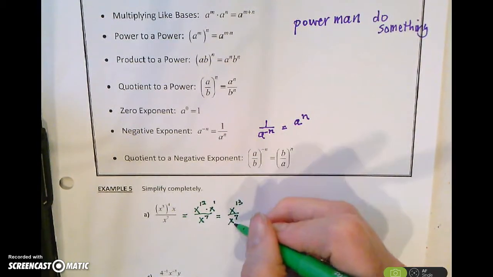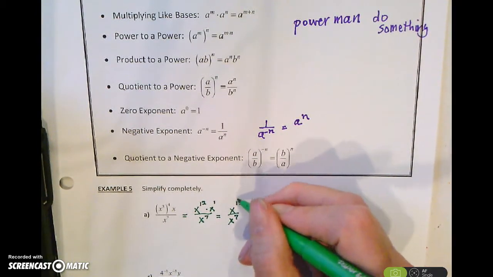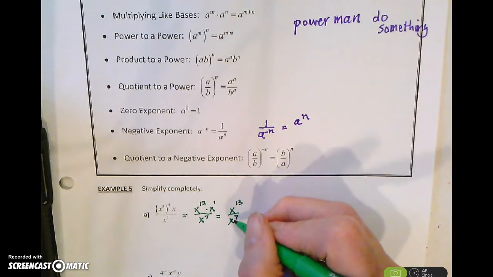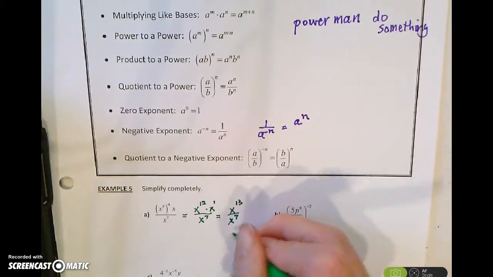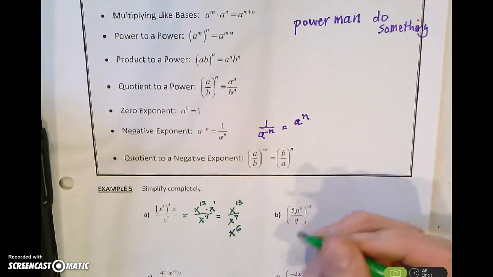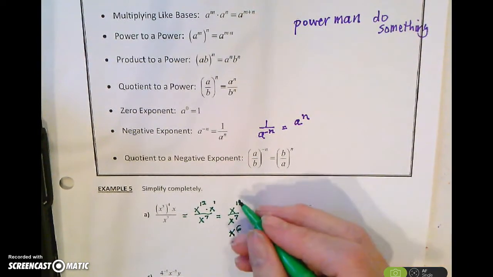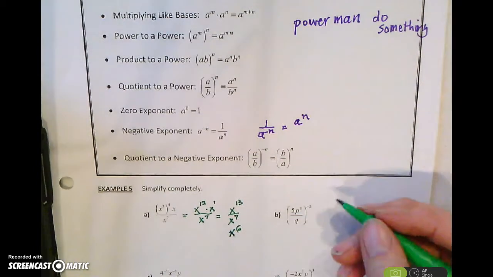And with division, we subtract and we'll move to the place of the heavier exponent, which is 13. So I'm going to move up and do 13 minus 7 and get x to the 6th power for my final answer. So subtract 13 minus 7.